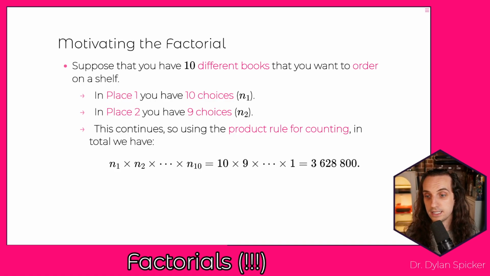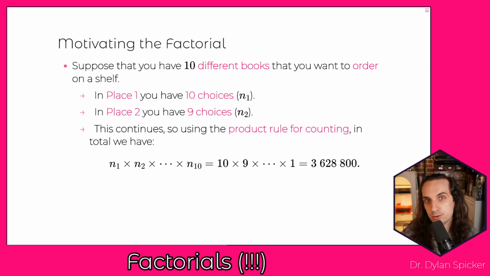So then we take n1 times n2 times n3, and so forth, up to n10, which is 10 times 9 times 8, and so forth, all the way down. And if you do that, you're going to find that there are 3,628,800 total options. And so there's a few things to note here. The first is that this is quite a large number.